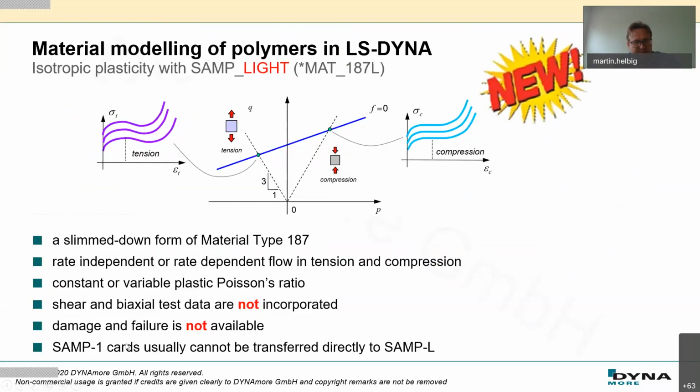And usually you cannot directly use your SAMP-1 cards in SAMP-Lite. So you have to do some kind of transfer if you want to use your old SAMP cards in SAMP-Lite. SAMP-Lite is faster, much faster than SAMP. And this was the reason to create this material law.